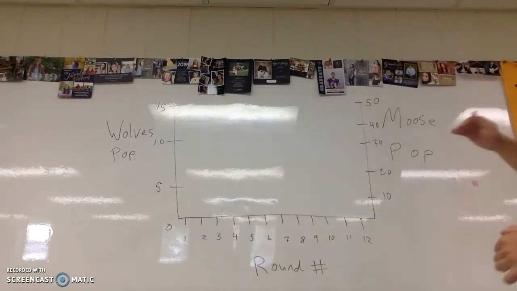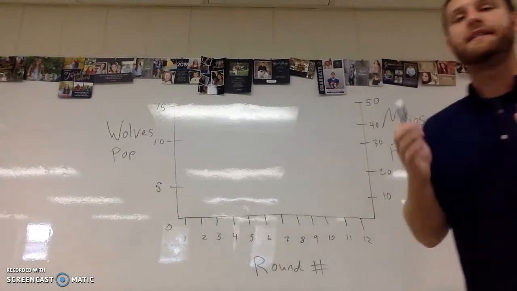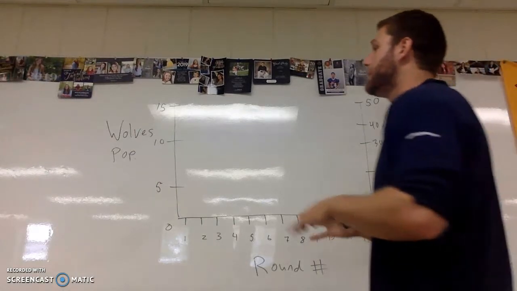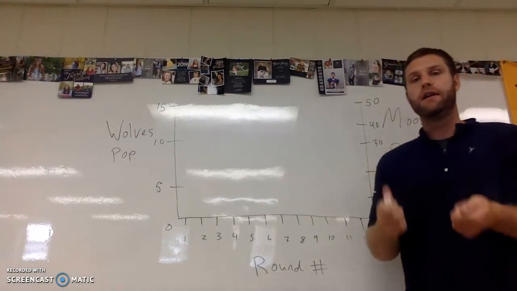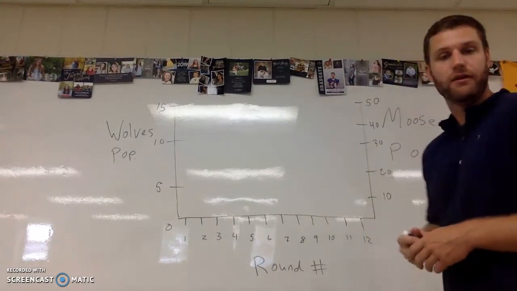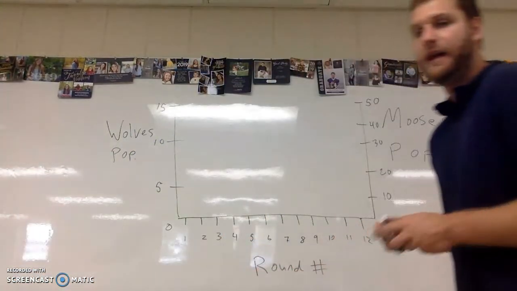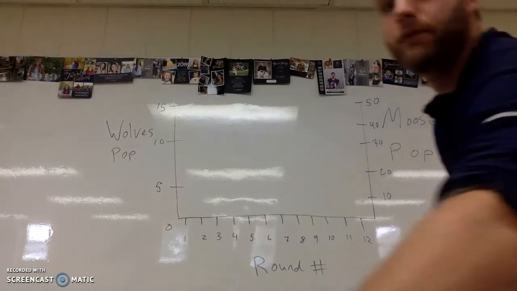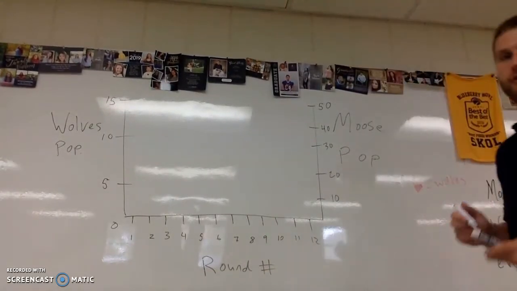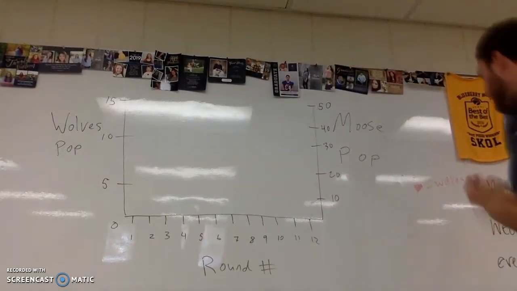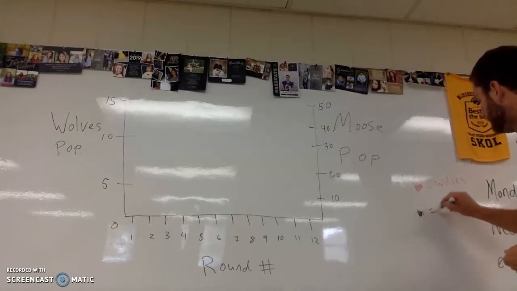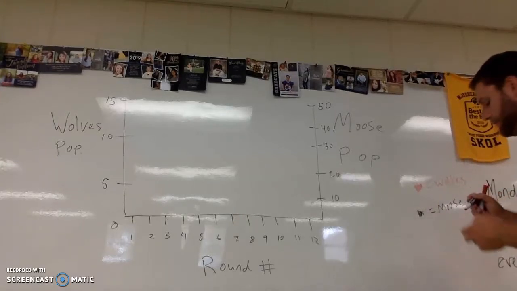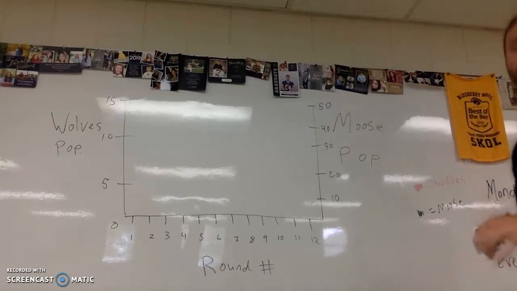Again, we want these as evenly spaced as possible. That's why you guys have graph paper. So what do we do with this? I'm now going to look at my table and say, okay, in the first generation, and keep in mind, I said for wolves we are going to use red. Not sure if you guys can quite see that. So red equals wolves, and black is going to equal moose.